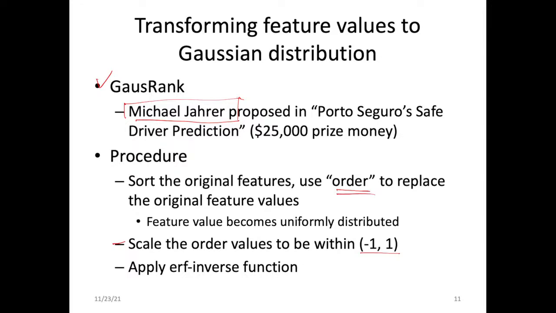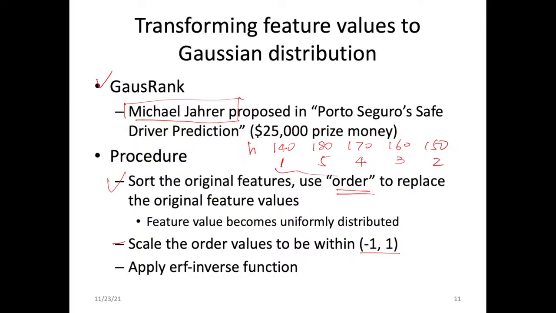Okay, so for example, let's say for a certain feature, height of an individual, we have 5 people, and their heights are 140, 180, 170, 160, and 150. Then in the first step, we just rank them. So who is the shortest? Oh, this one is the shortest. This one is the second shortest, third shortest. This is the second highest, this is the highest. Okay, so we use the order to replace the original feature value.